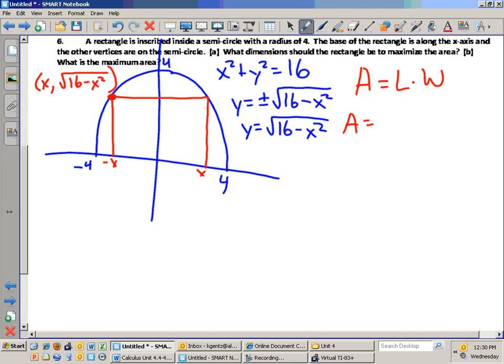No. How wide is the box? 2x. How tall is this thing? Sure. How tall is it? It doesn't matter either way. Square root of 16 minus x squared.